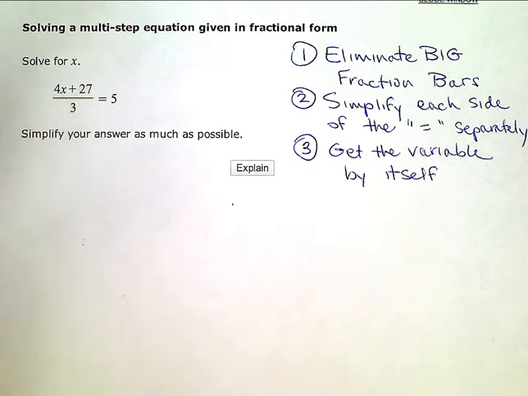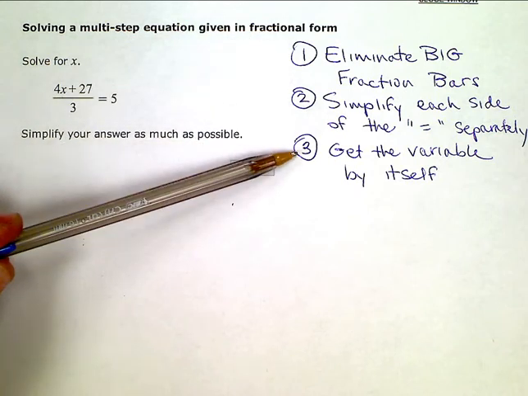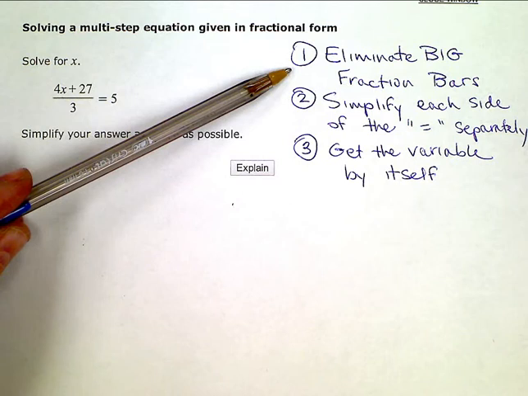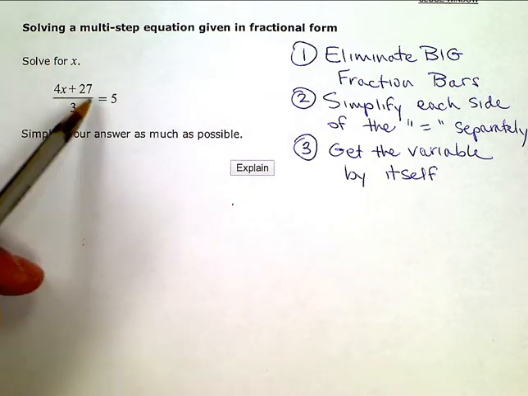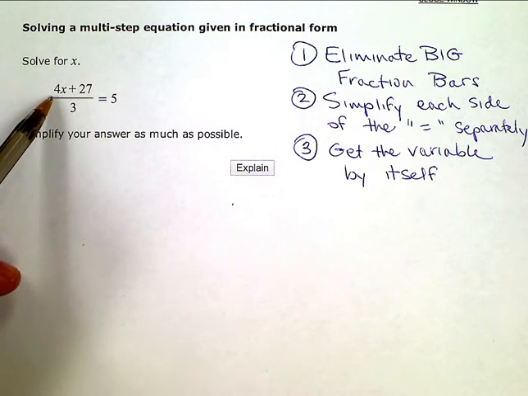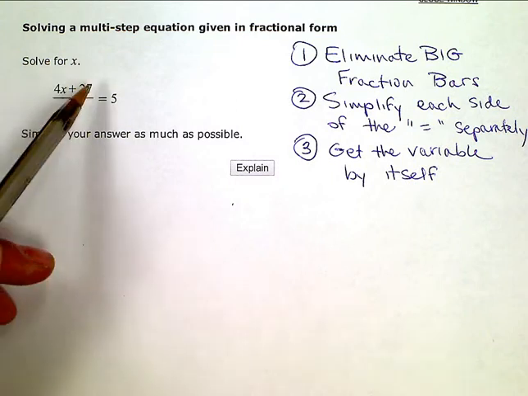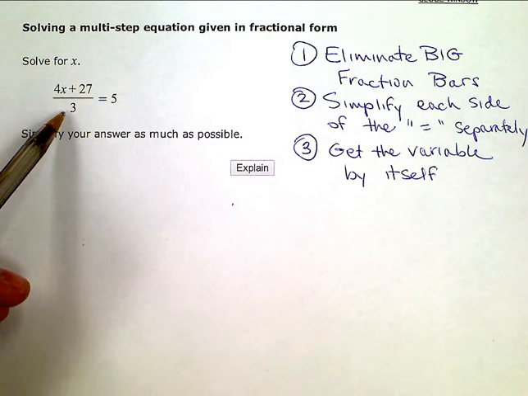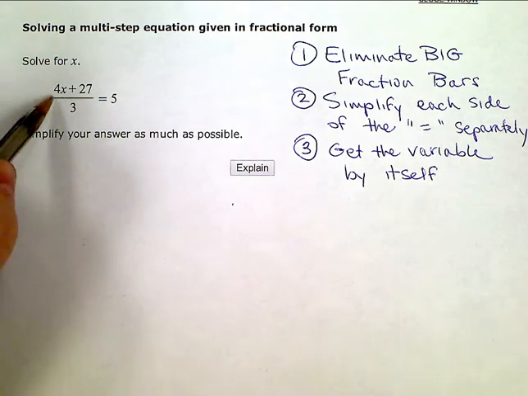So I like to think of solving equations in 3 steps. The first step is to eliminate any big fraction bars, or you have to deal with this big fraction bar in some way, because right now it's acting as a grouping symbol, and it's locking all of these elements of my equation together as one big piece, and I can't start to undo that until I get rid of this fraction bar. So this fraction bar is really just a divide by 3, okay?